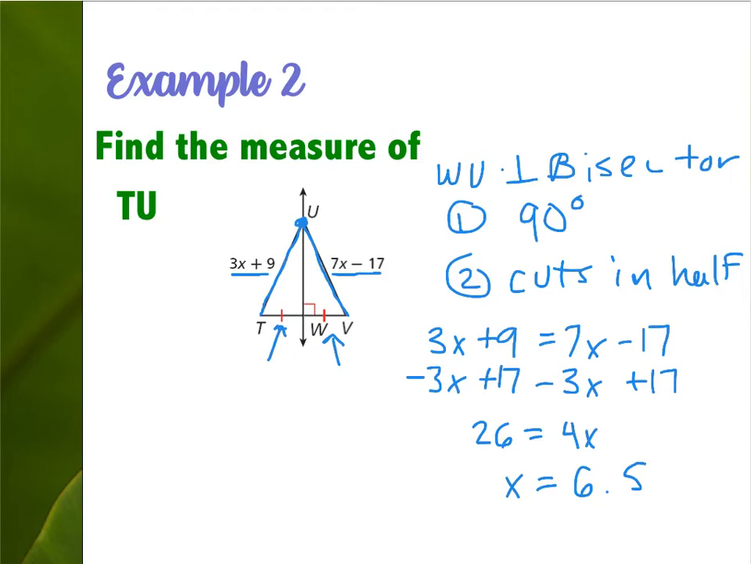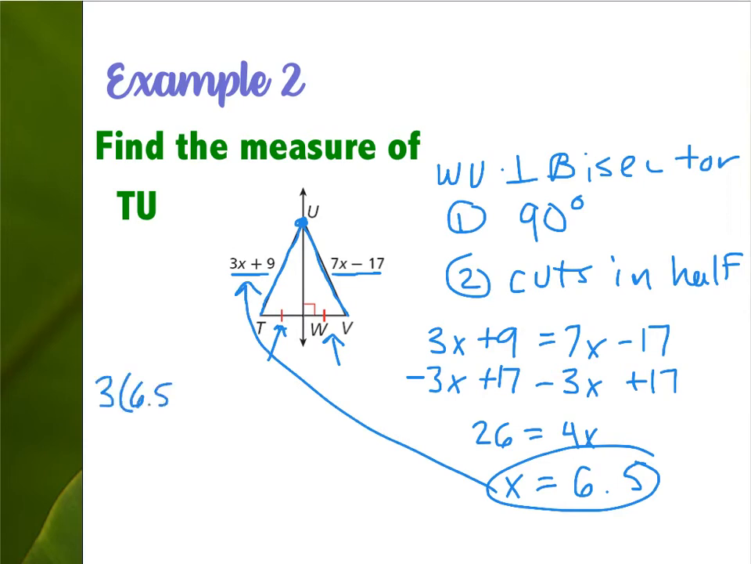Is that all we need to do? Is that our answer? No. We need to plug it back in. What do we plug it back into? To TU. So we plug it into 3x plus 9. So we have 3 times 6.5 plus 9, which is equal to? 19.5 plus 9 equals 28.5.